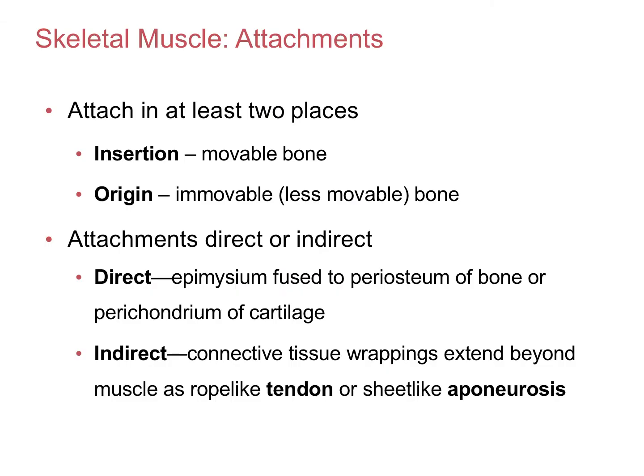Now, the muscle, in a gross anatomical sense, connects to a bone or to skin. It has to connect somewhere, has to have at least two connections. One, which is its anchor point, is called the origin.